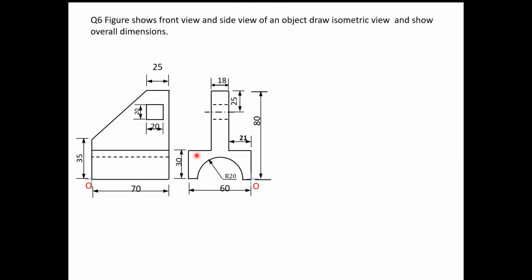Now next question. Figure shows front view and side view of an object. Draw isometric view and show overall dimension. So if you see here, suppose this is the front view, on the origin. You can see front view, length is 70, and what is height? Total height is 80, and what is width? That is 60. So we have to prepare the 70 by 60 by 80 isometric box.